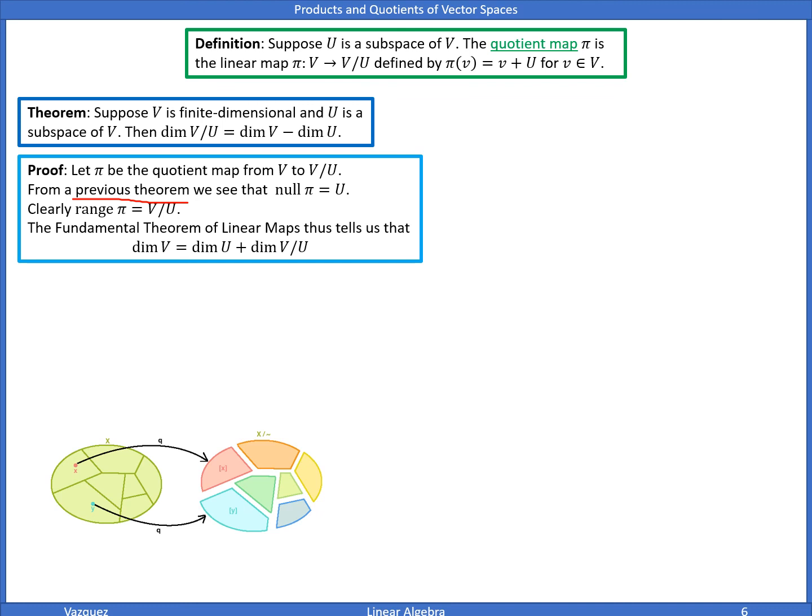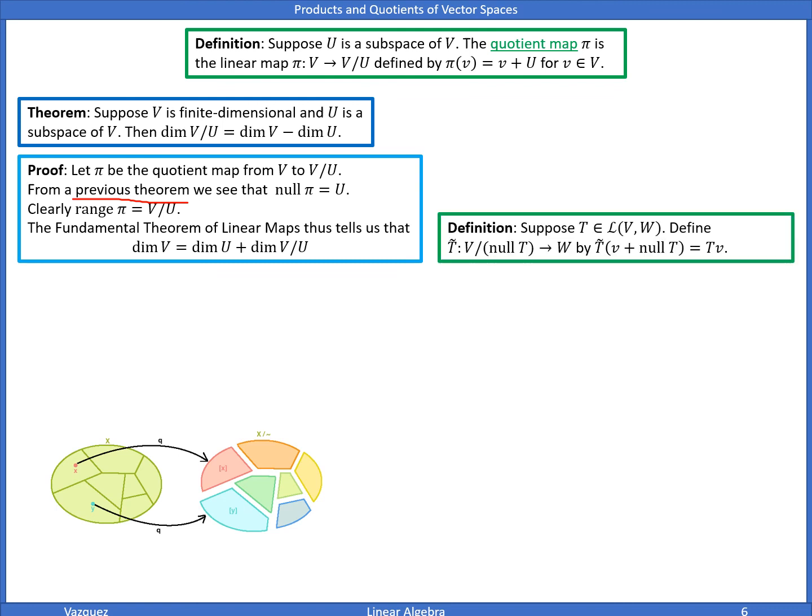So if the null space of the quotient map is U, then what can we say? Well, each linear map T on V induces a linear map T tilde, or T with a squiggly, as some students say, on the quotient space V over null space of T.